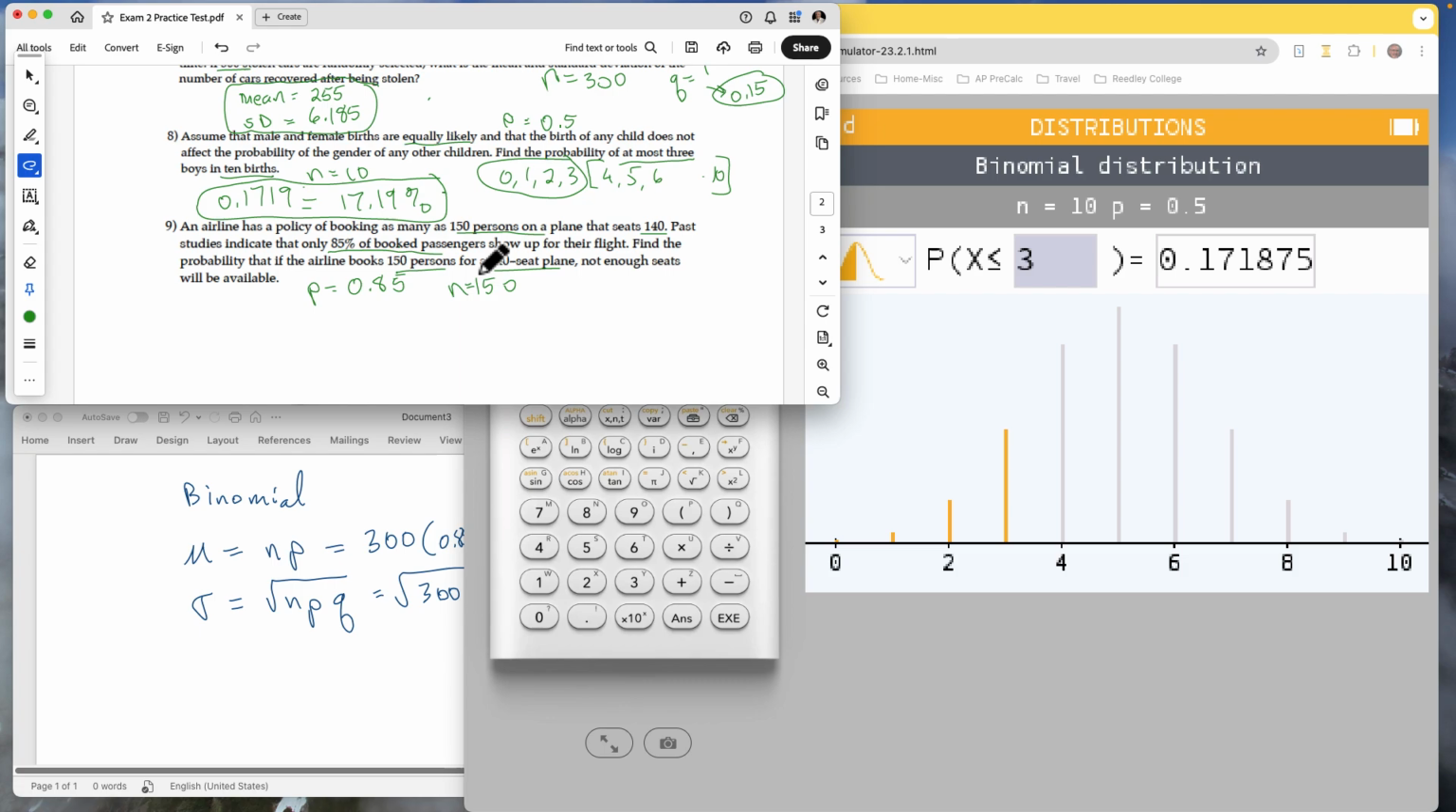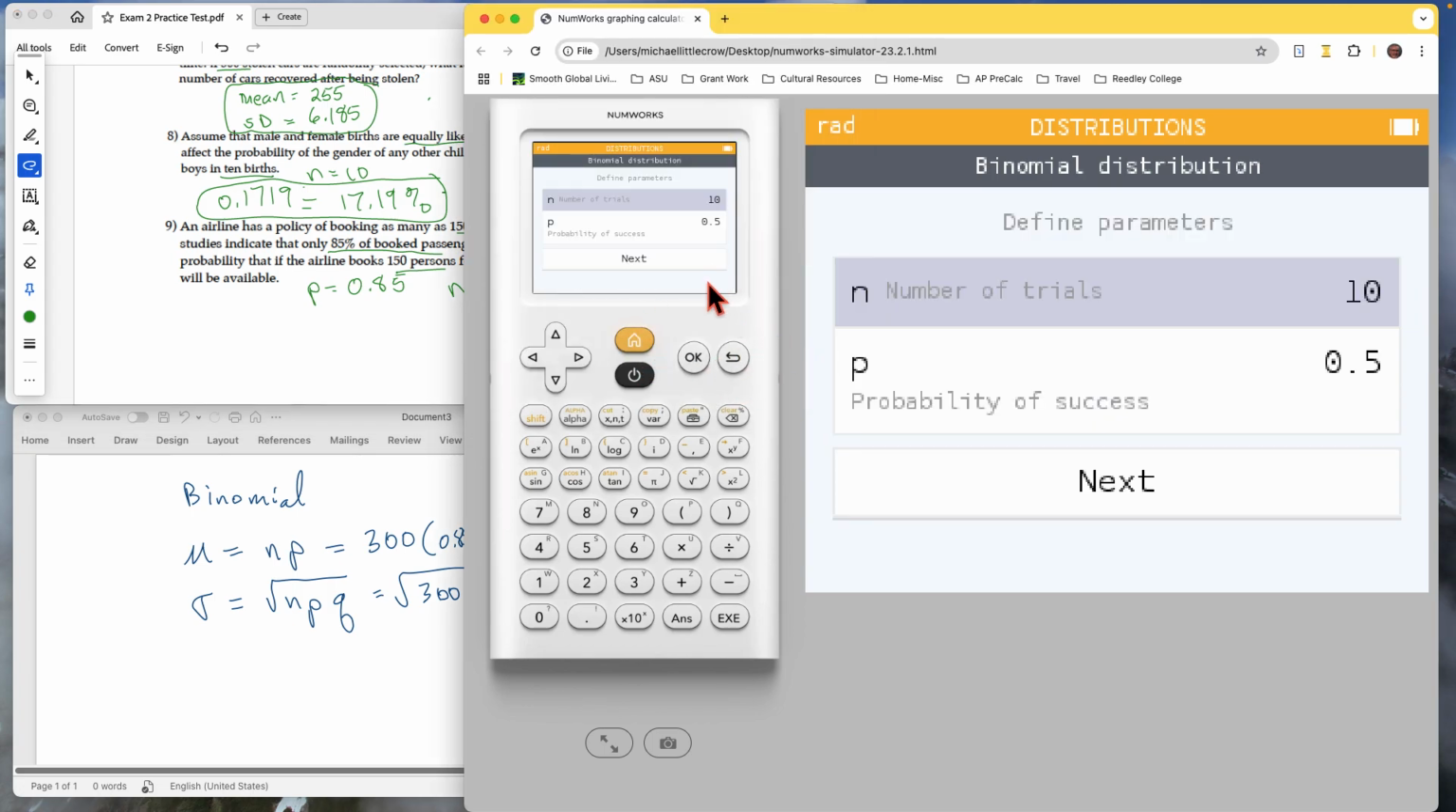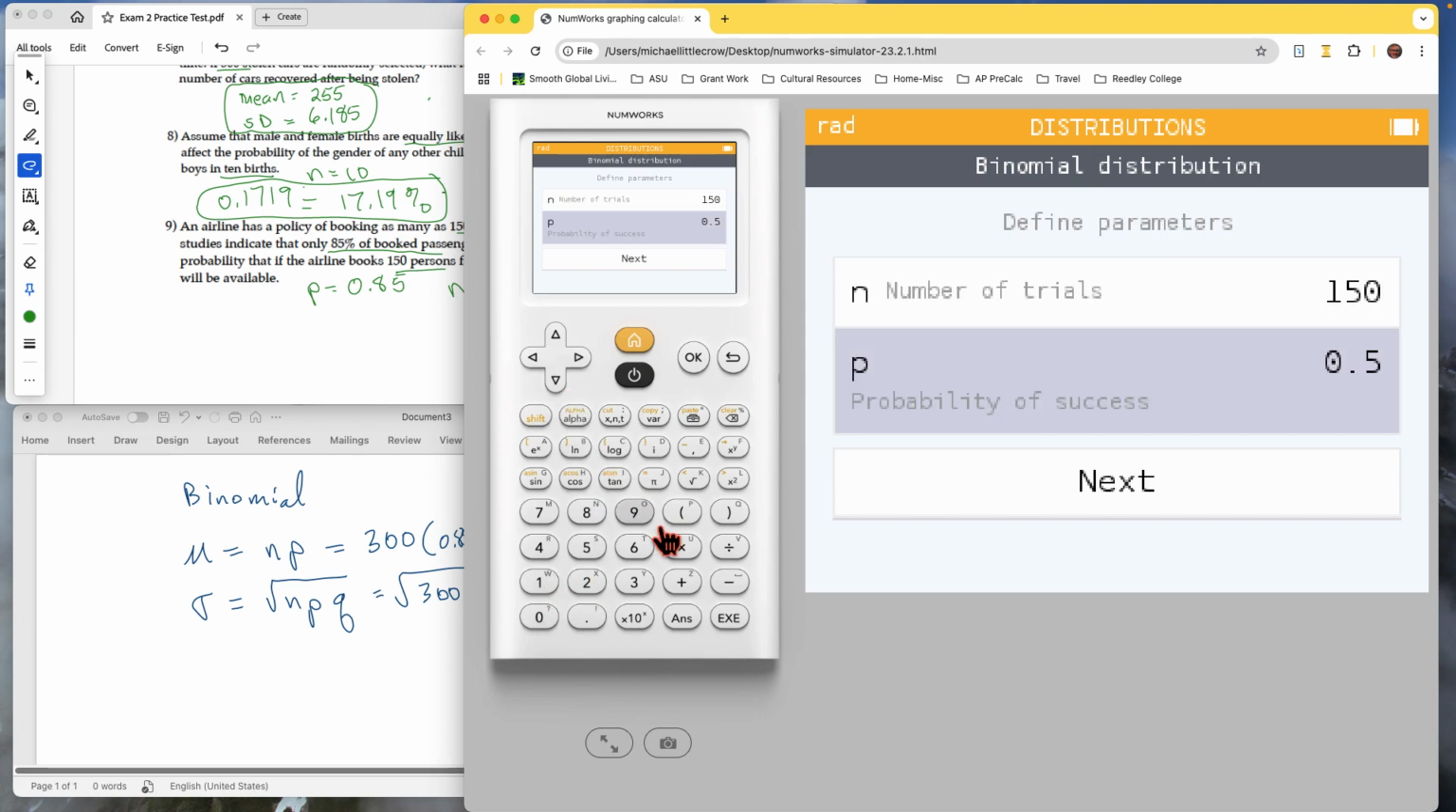And we want to see the probability of not enough seats, that means that we had more than 140 people show up. So we're getting the probability that X is greater than 140. This is where you'll see we're going to actually put 141 or more. Okay, so what we do here with the binomial distribution, we go back, we put in our number, our n, 150. That's how many we're going to book. How many are going to show up? 85%, 0.85.